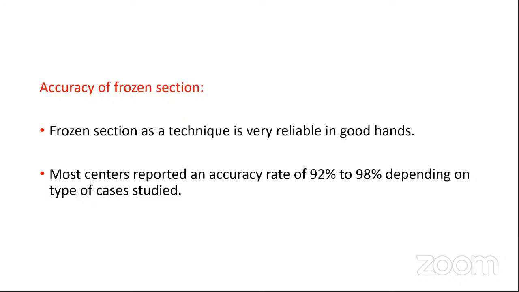Now let's come to the accuracy of a frozen section. How accurate is a frozen section? Is it worth doing a frozen section? Yes, frozen section is a technique that's very reliable in good hands. Most centers report an accuracy rate from 92% to 98%, depending on the cases studied and the site of the tumor that's been submitted for frozen section.